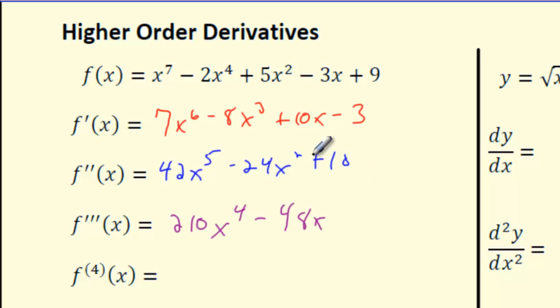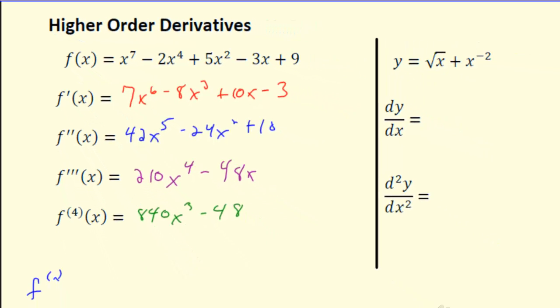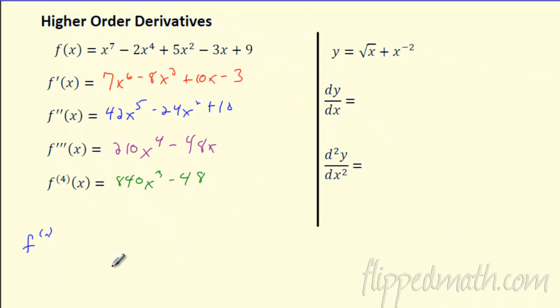48x. Constant disappears. And that's what happens when you start taking multiple derivatives here. They get smaller and smaller. And the last one, this should be what? 840x cubed minus 48. So that's the fourth derivative. You go for a while. Eventually, you're going to run out and hit 0 because these powers will dwindle away.